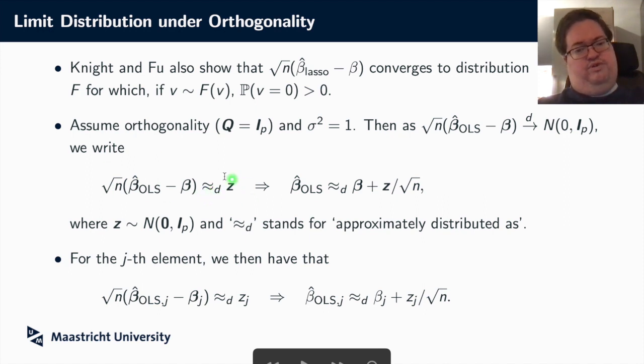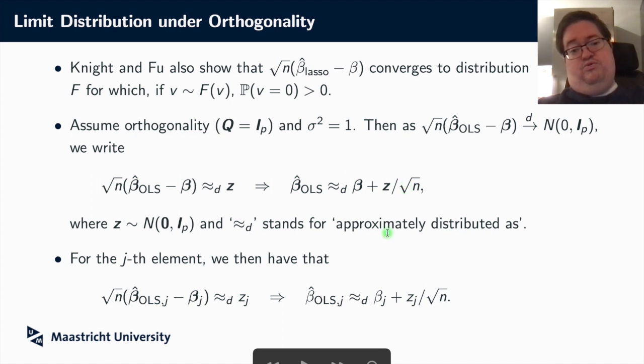Now the nice thing about using this notation here is that I can manipulate this statement. I cannot do that with these arrows, because then I need to have limits on the right hand side, and that I don't want. So what I want instead is to say, well, what about beta hat OLS itself? Well, I can just divide by square root n on both sides here. So I get a term Z divided by square root n, and then I add beta. So if n is large, beta hat OLS will be close to beta plus something which is standard normal divided by square root n.